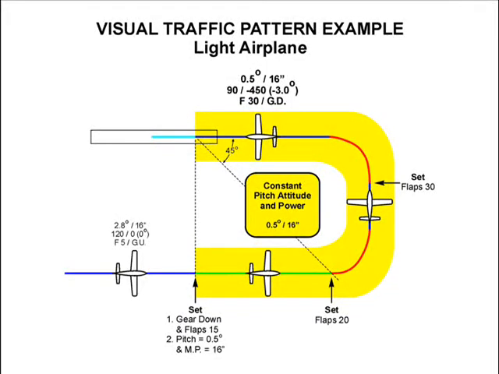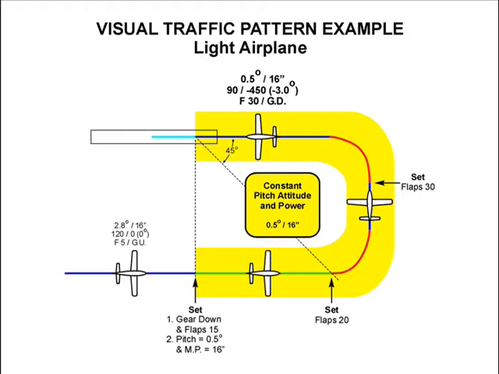In this example, the airplane is on downwind leg at 120 knots with flaps 5 and gear up. Opposite the desired touchdown point, gear down and flaps 15 are selected, and the final pitch attitude and power are set, maintaining the pitch attitude at 0.5 degrees and the manifold pressure at 16 inches.